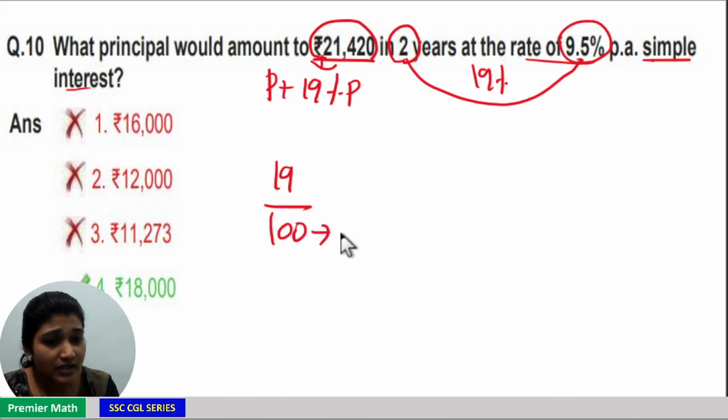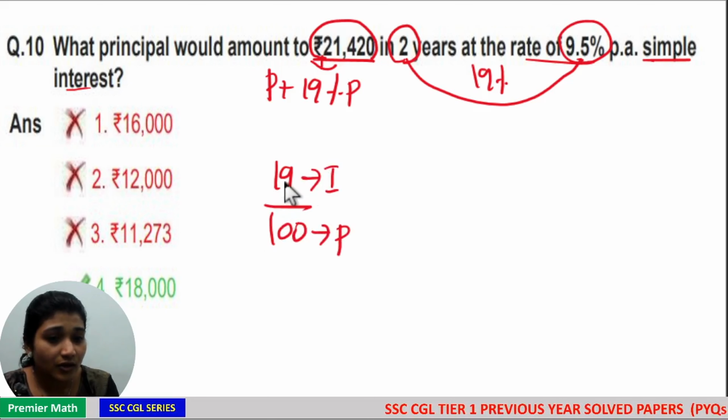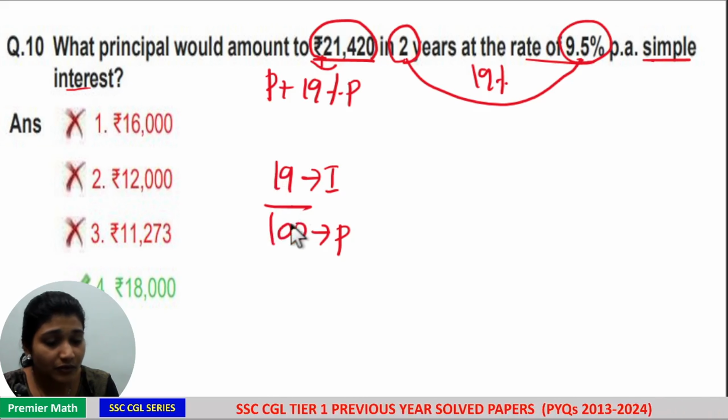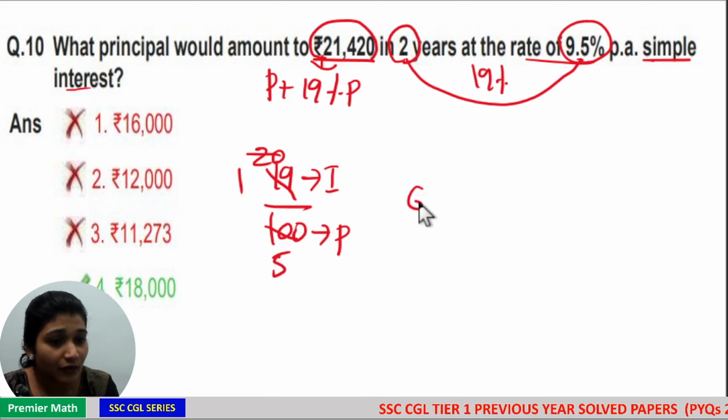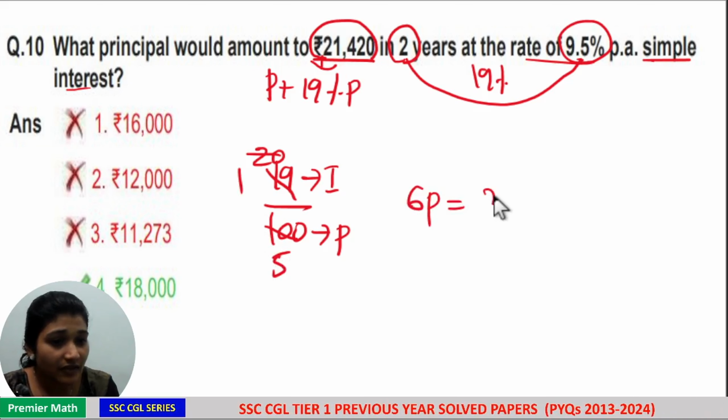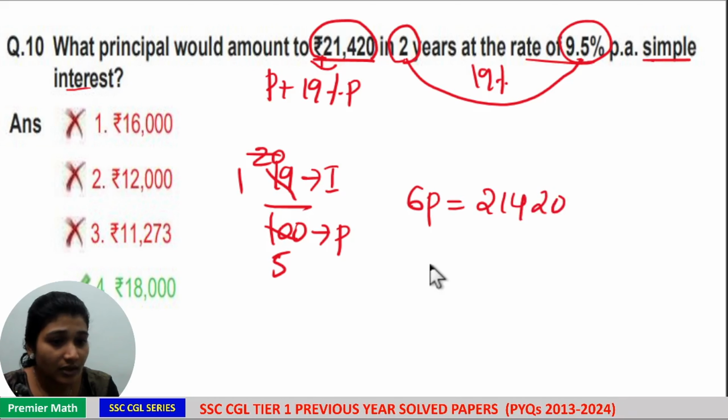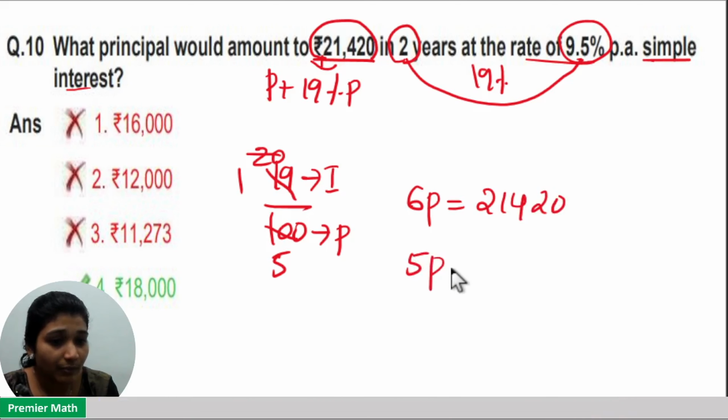Or here 19 percentage means 19 by 100. That is, if you invest 100 rupees as principal, then after 1 year, you will get 19 rupees as interest. Total amount will be 119. So instead of this 19 percentage, if I'm taking 20 percentage, 20 goes 5 times in 100. That is, here one part is the interest out of this 5 part principal. So total amount is equal to 1 plus 5, 6 part. And 6 part is given as 21,420. Then we have to find out the principal 5 part here.